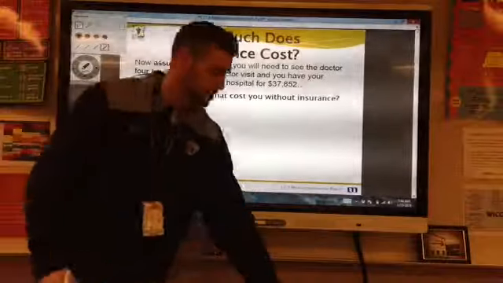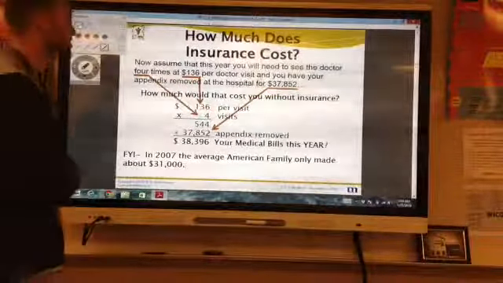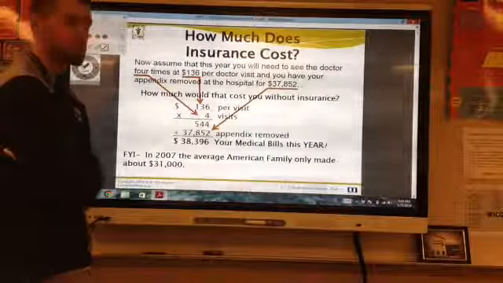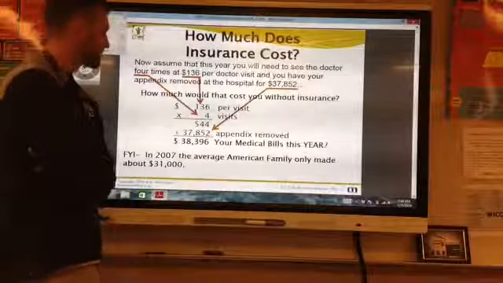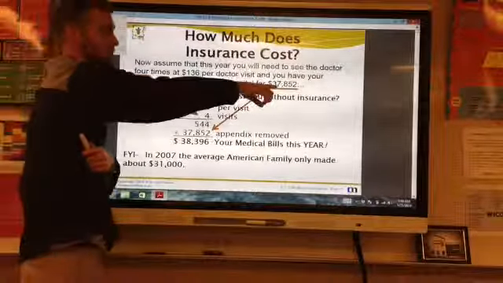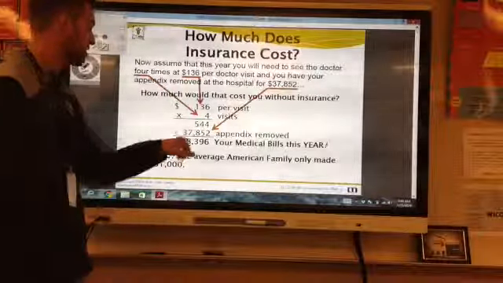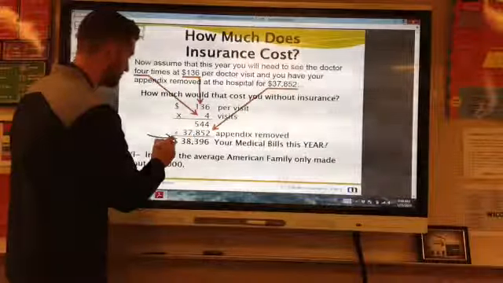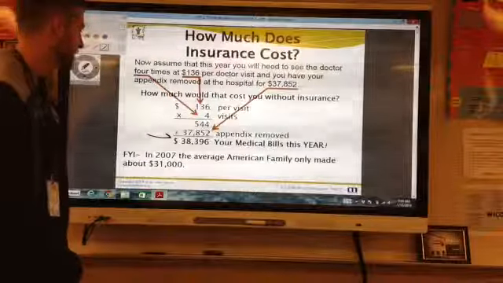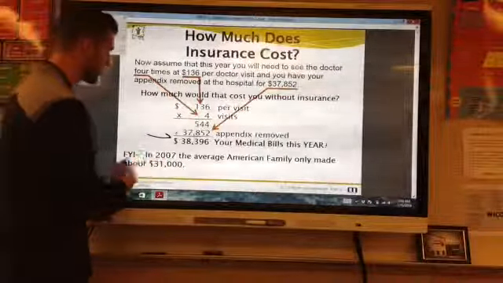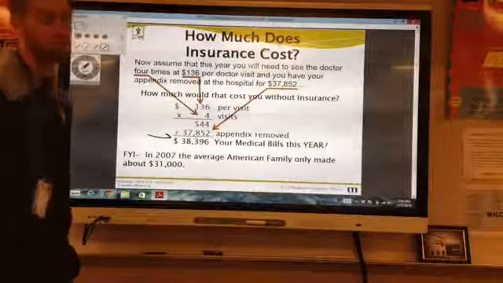So how much would this cost without insurance? Well, take your $136 each time you go to the doctor, which was 4 times that year. So that's $544. Then you have to pay that whole bill because you don't have insurance now. So that's stuck with you. You're going to add that. Your medical bills now are extremely high. And just a little stat. This is an older statistic, but in 2007, the average family only made $31,000.